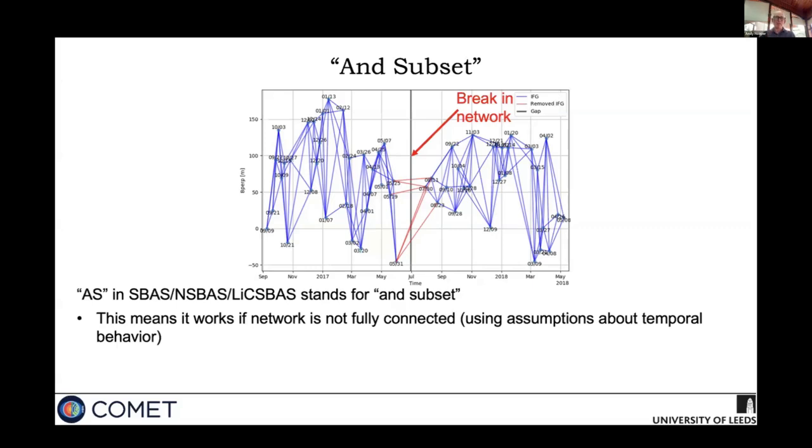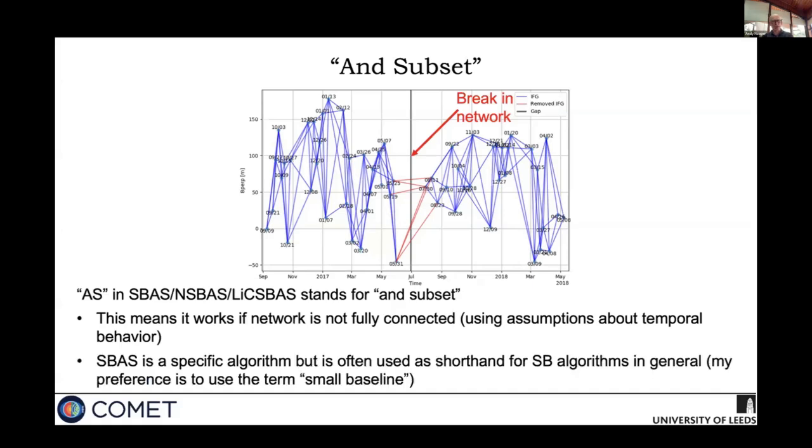And what this means is, because of these red interferograms, so that for some reason, these are not good interferograms, so there's a loss of coherence. It means you get a break in your network. Okay, so you have to make some assumption to be able to join these 2 sides up. So that's what algorithms which have AS in them actually do. Okay, so that's what SBAS does, it's what LiCSBAS does, it's what NSBAS does as well. They use different assumptions, well, similar assumptions, but different approaches.